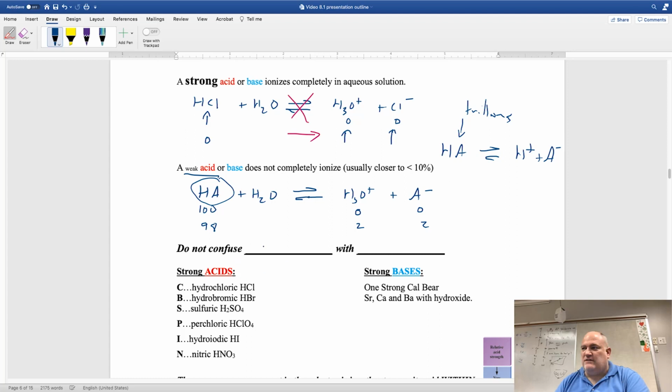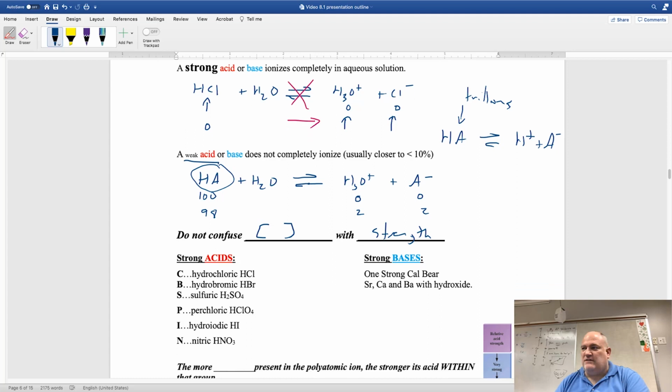Now, do not confuse concentration with strength. Concentration is just how many moles you have per liter of something. So you can have a very concentrated weak acid, and you can have a very dilute strong acid.